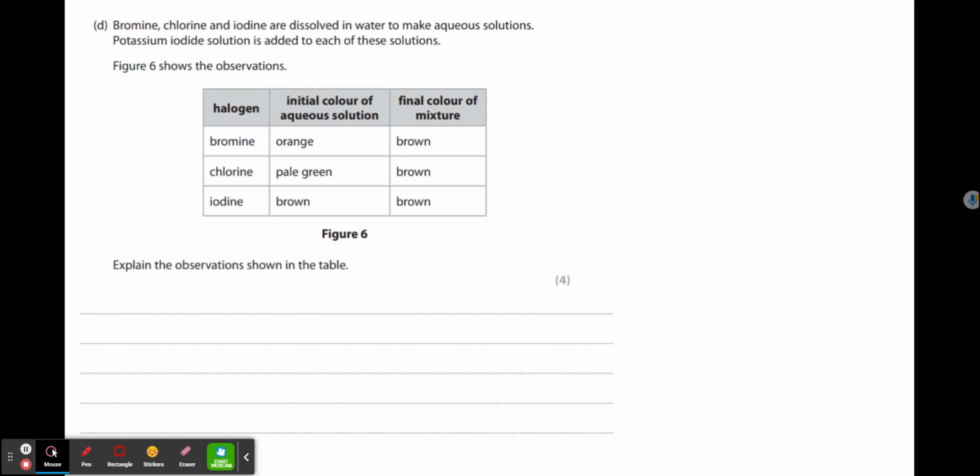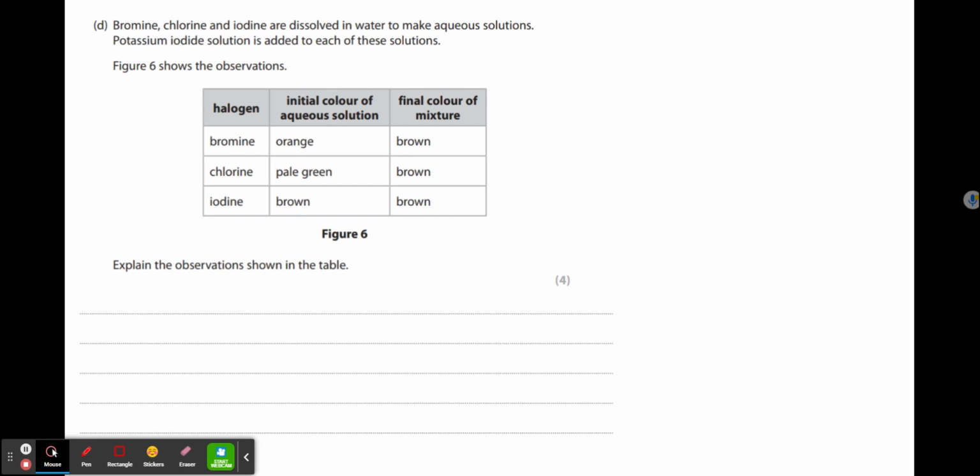Part D, we've got bromine, chlorine, and iodine dissolved in water to make aqueous solutions. Potassium iodide solution is added to each of these solutions. Okay, so we've got the observations there, so we're adding potassium iodide. So this is looking at the displacement reactions of the halogens.